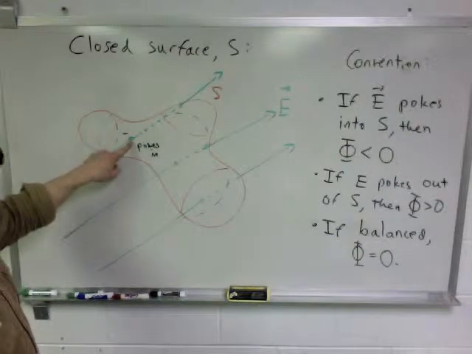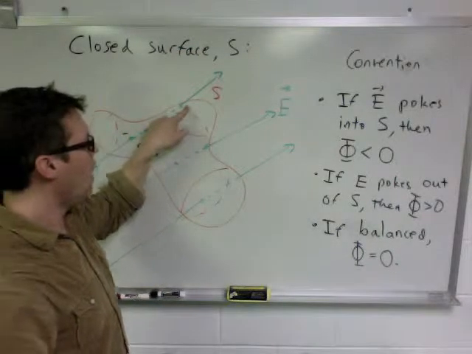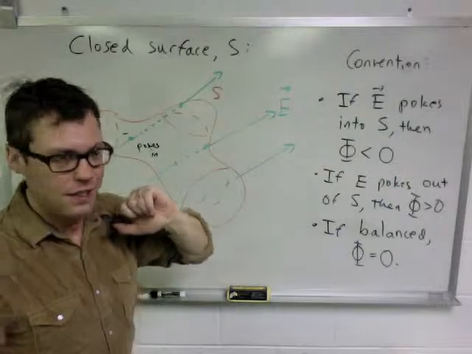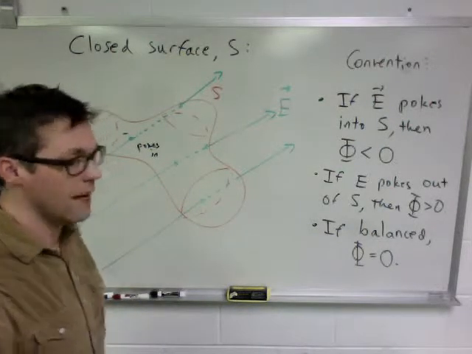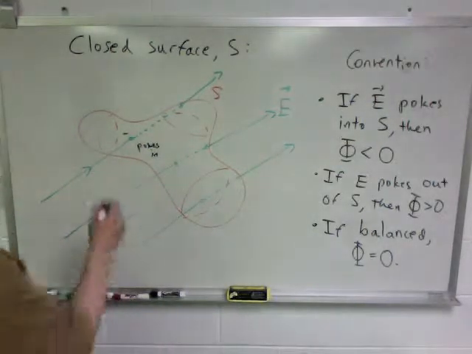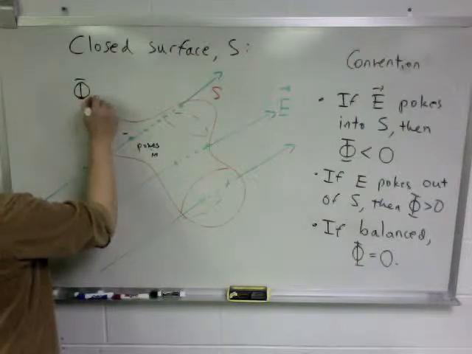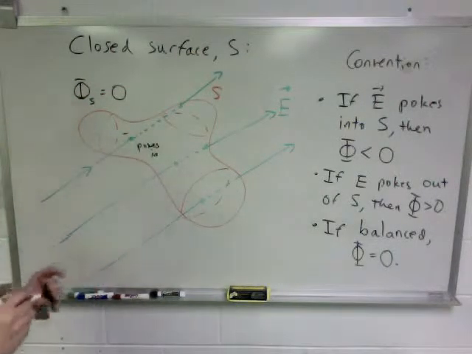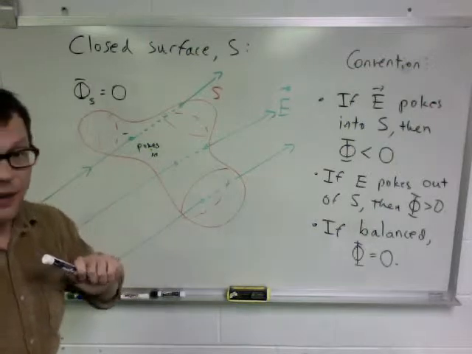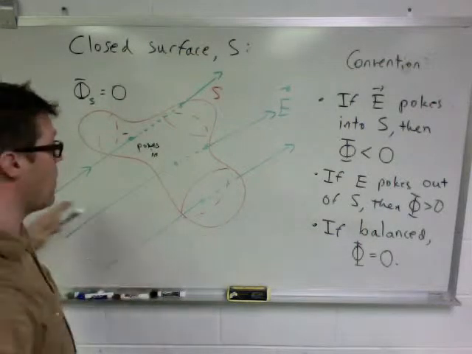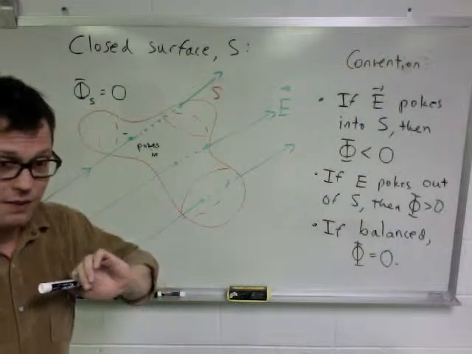You'll notice that every electric field line that pokes into the bag also manages to find its way out of the bag, right? All three of them in this case do. And so we can say that the electric flux through this surface is 0, even though the area of this surface is not 0, nor is the electric field 0.